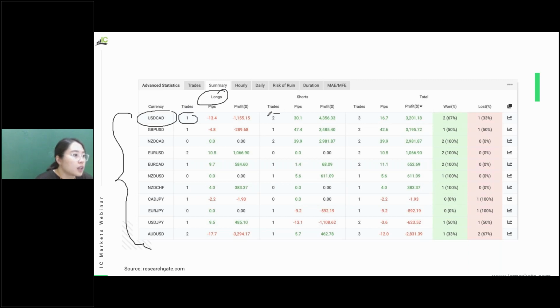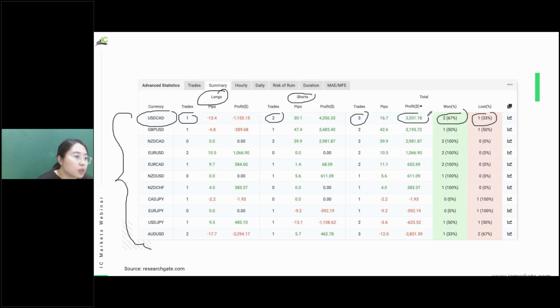Okay, one trade on the long, two trades on the shorts, and in total we took three trades. That means of the three trades, one was long and two were short, and we averaged one win, two wins and lost one. So the winning rate for USD CAD is 67% and the losing rate is 33%.